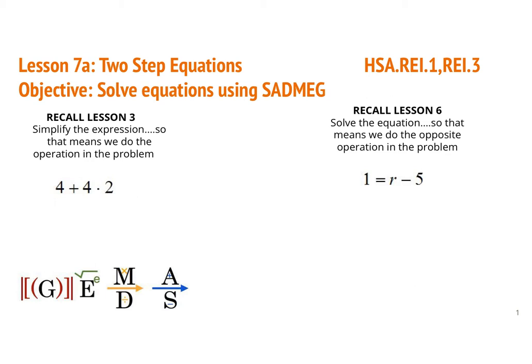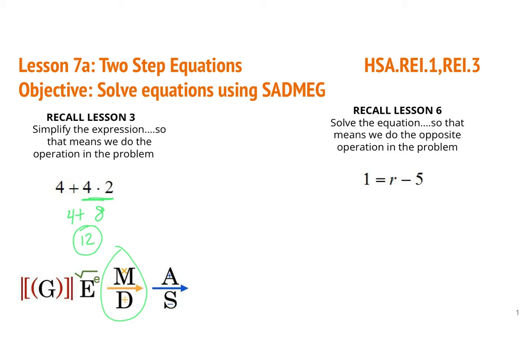So order of operations tells me I have to multiply or divide before I can add or subtract. So I have to do 4 times 2 first, which is 8, and then I can add 4. So this will give me 12. If I just read from left to right, I would do 4 plus 4, which is 8, and multiply by 2, which is 16. Completely different answer.